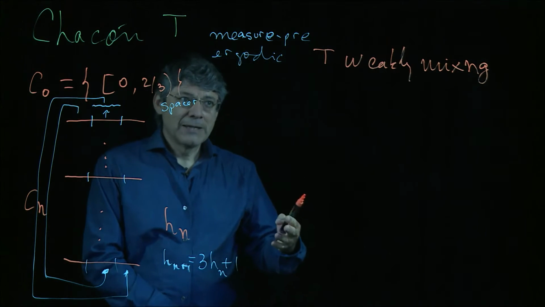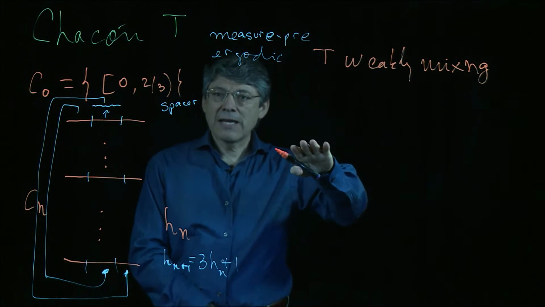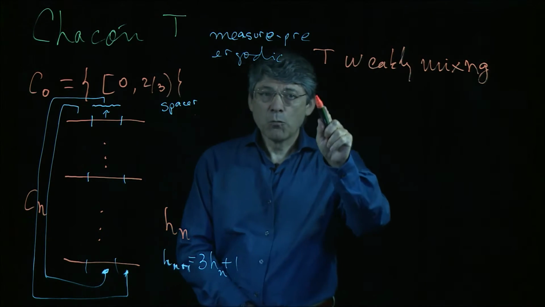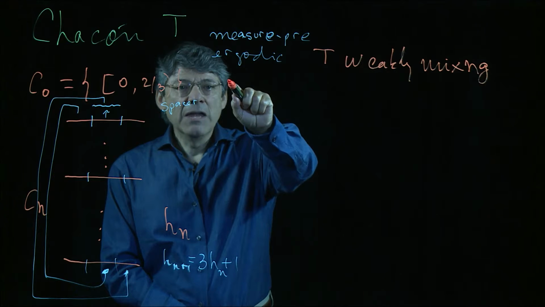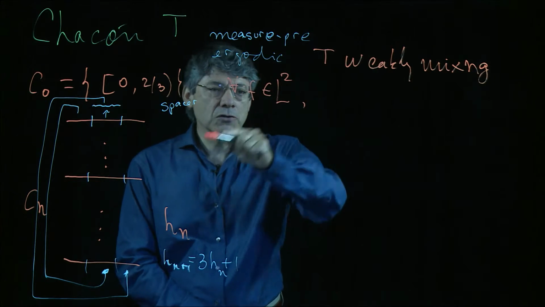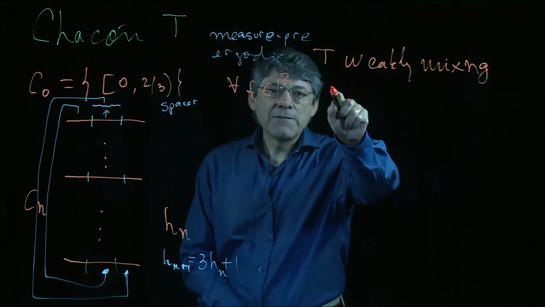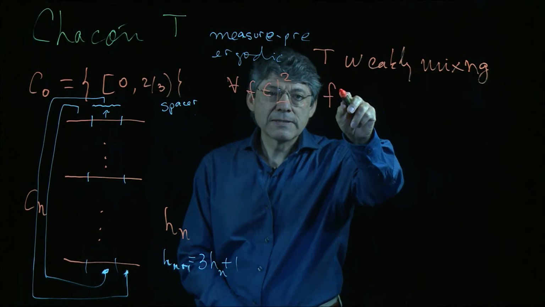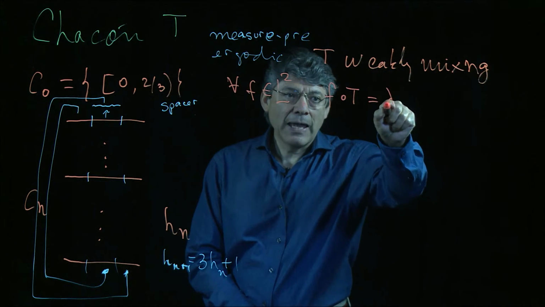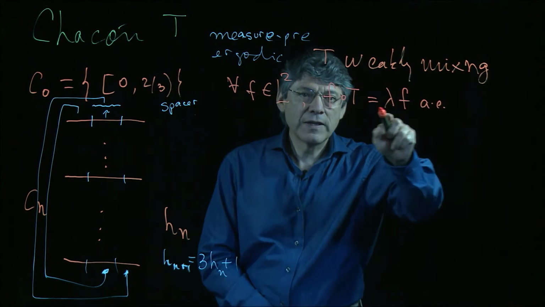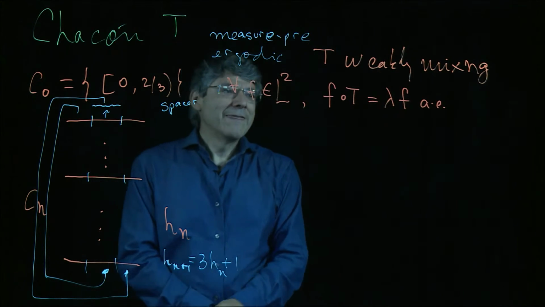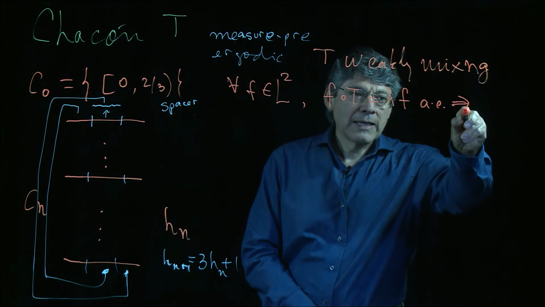We will not go into the details of that. The motivation is the interpretation it has in terms of the spectral measure, which we are not going to cover. So the definition of weakly mixing that we will use is this: if f is an L2 function, that is, a square integrable function, and f is an eigenfunction for T, that means f composed with T equals lambda f almost everywhere, so f(T(x)) = lambda f(x) for almost all x, then it has to be the case that lambda is 1.